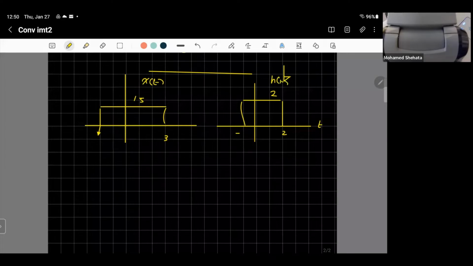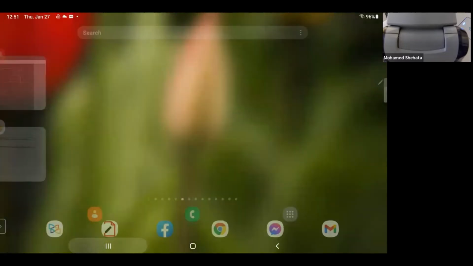The question is, find x(t) convoluted with h(t). That's y(t). For x(t), what's that value? 1.5. To do that, it's better to use a table. Let me show you the table, and then I'm going to do it step by step.